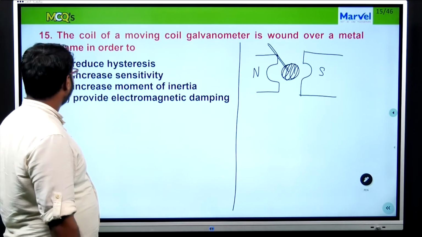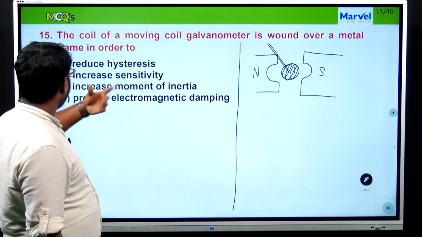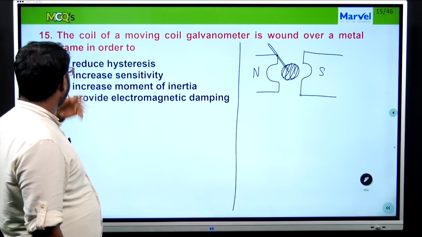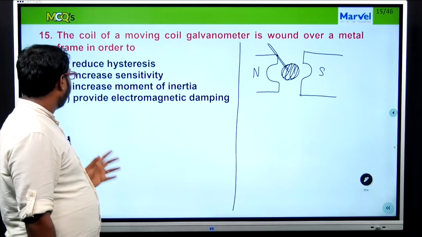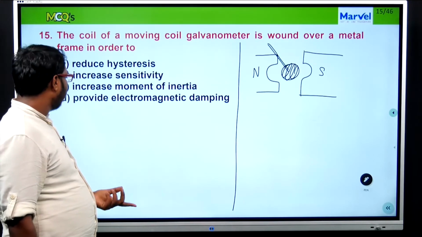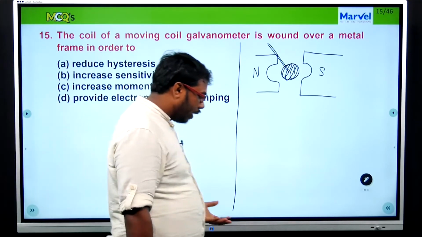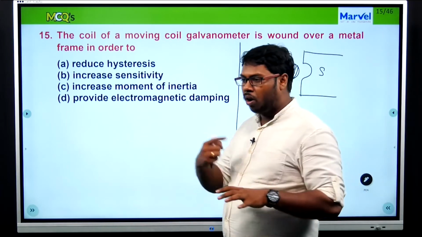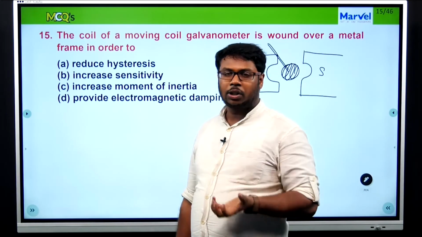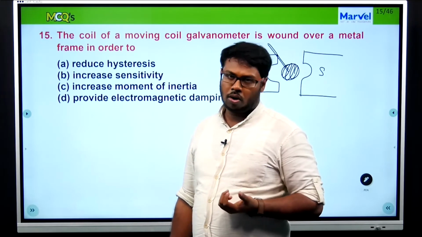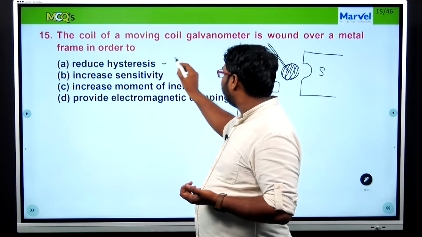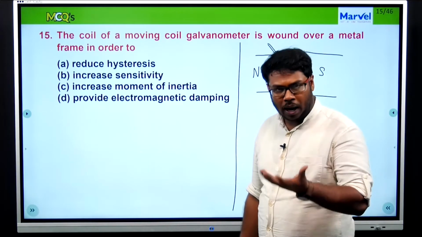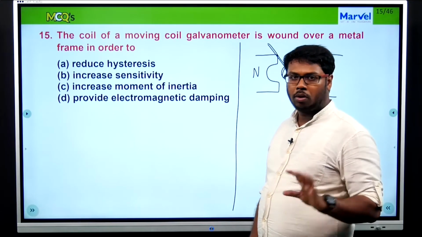Okay, now the question is, why should we wind the coil over a metal frame? Because by doing that we can reduce the electromagnetic induction effect. By winding it over a frame we can accordingly reduce the induction effect that is caused in the coil. So first, reducing hysteresis, which means to reduce the magnetic behavior of the material. No, that is not the case.